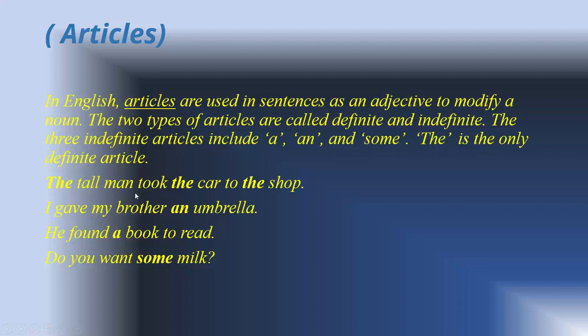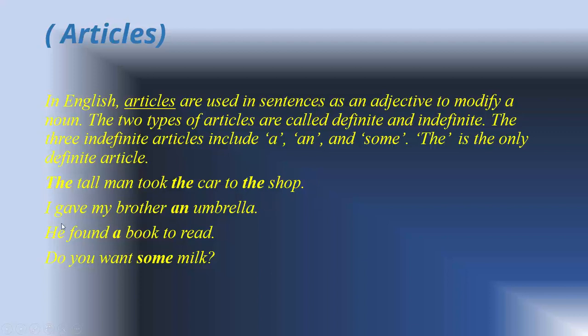The tall man took the car to the shop. So this is a definite tall man, someone we know and we are talking about, not anonymous. The car, we know which car it is. We know which shop. All those nouns, the man is a noun, tall is an adjective, so both of them are describing the man. The man, the car, the shop, all are definite.